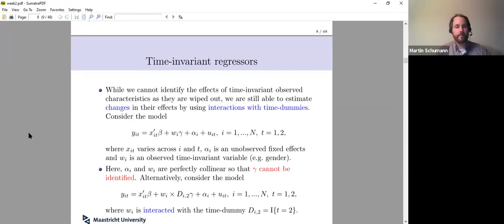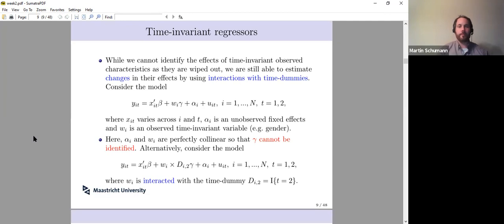Now, back to time invariant regressors. We saw that one of the main disadvantages of this within transformation or the first differencing is that you cannot identify the effects of time invariant observed characteristics. The classic would be a gender dummy, for instance, because those don't change over time. And therefore, once you do the within transformation, they get wiped out together with the alpha. Okay, so that's bad. One way to deal with this, as we will see right after this, is to use a random effects approach.